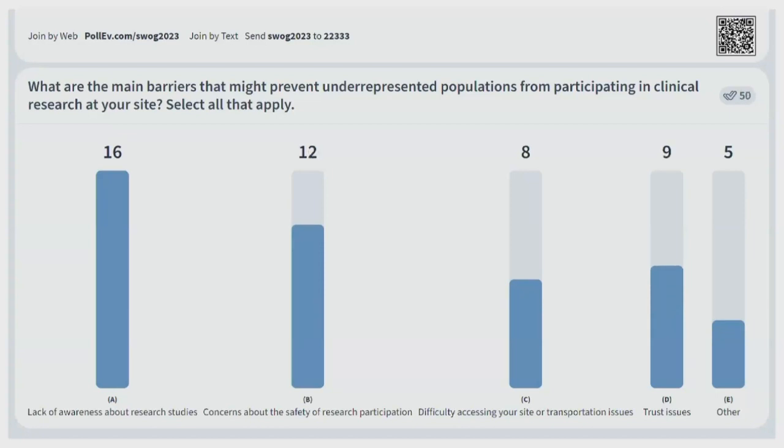Looks like we have a leader of lack of awareness about research studies. And again, you can select all that apply. All right, looks like lack of awareness about research studies, and that is actually a perfect segue to talk a little bit about why it is so important to have underrepresented patients participate in research and maybe some solutions that you can apply at your site.